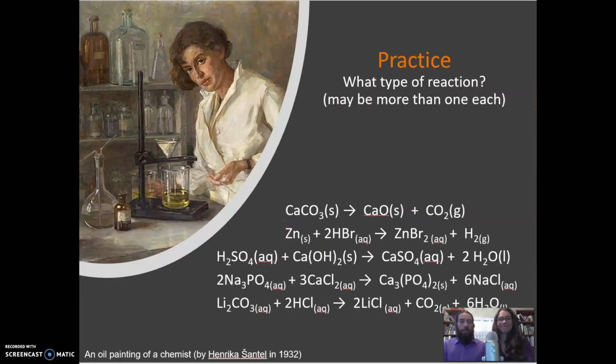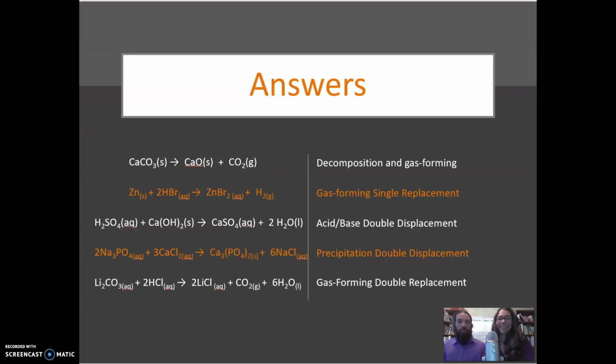All right, so let's practice. So we want to know what type of reaction, and again, there might be more than one, so come up with as many as you can for these examples here. So pause the video and give it a shot. Here are your answers. And notice how sometimes, like this first one, we have decomposition and gas forming. Several times you'll see that there's more than one type of reaction that you can classify it as.